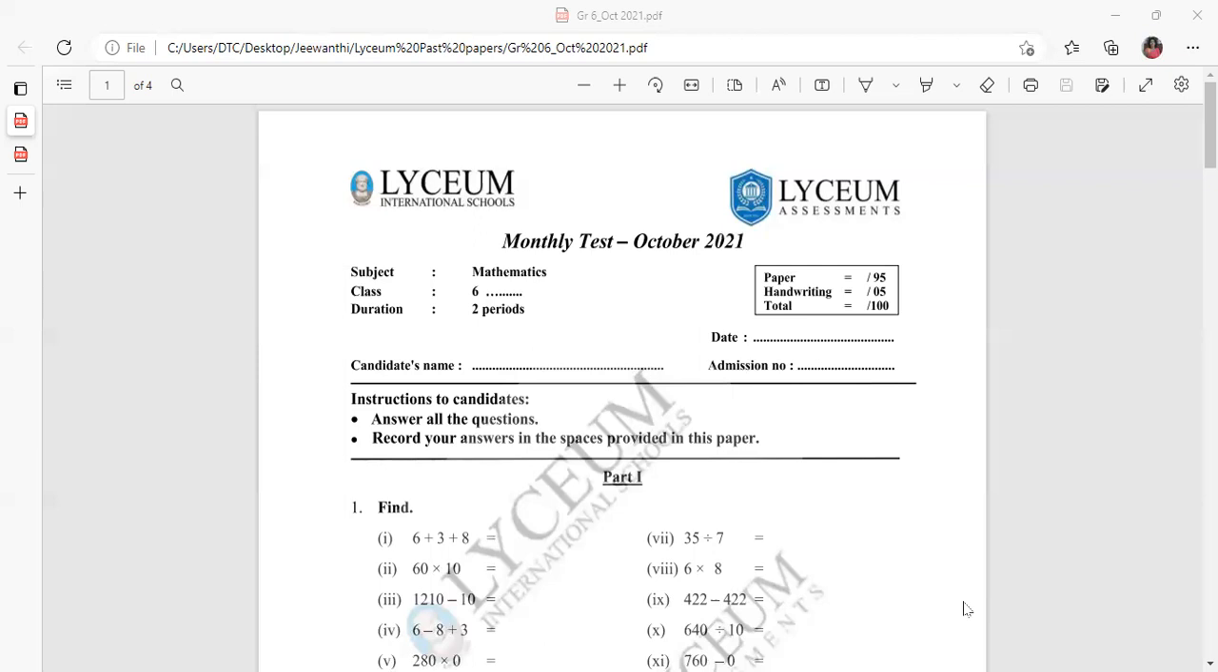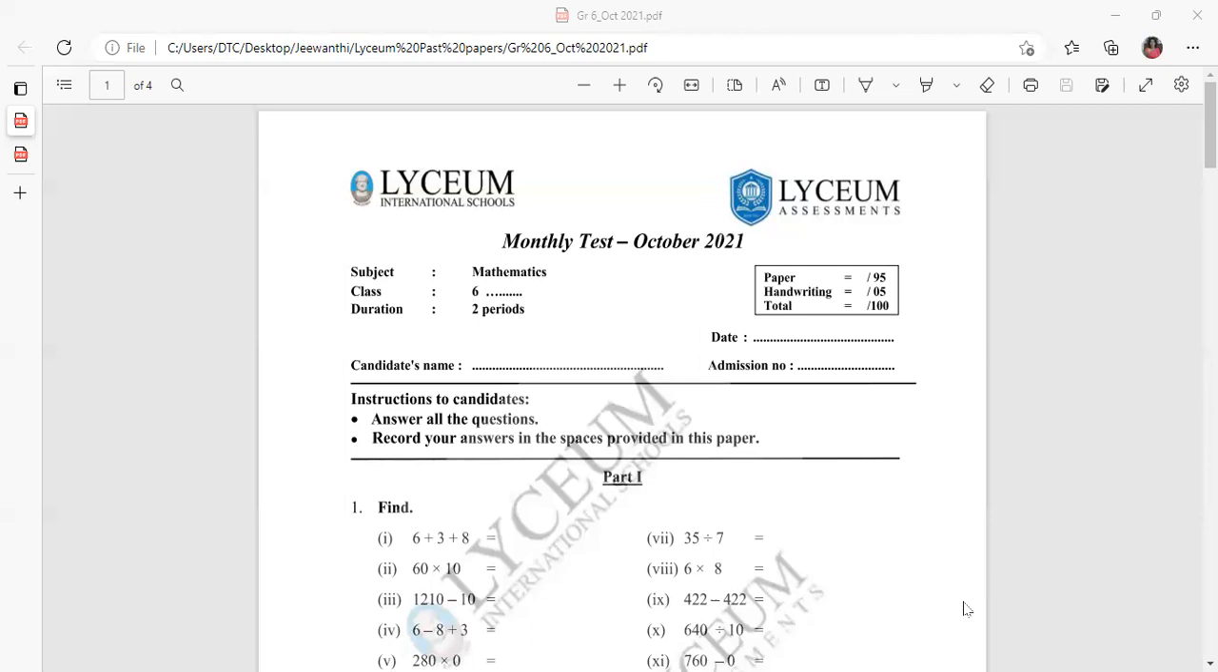First of all, when you get a paper like this, children, the very first thing you want to do is read the instructions carefully. You can see on top they have named the paper and the subject. Then you want to mention whether you are in class 6A, 6B, 6C, and the duration they have allocated for this paper. It's 2 periods. Then you write your name, candidate's name, and your admission number. You know that different schools have different admission numbers. Then you write the date.